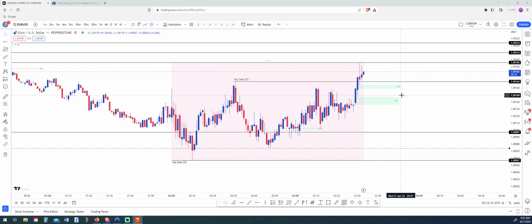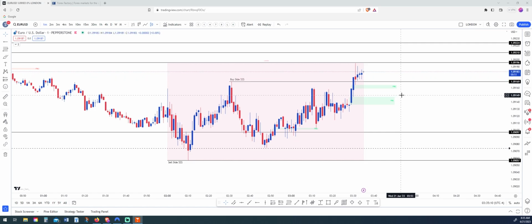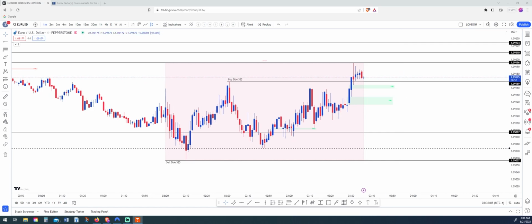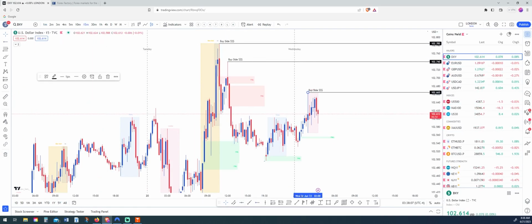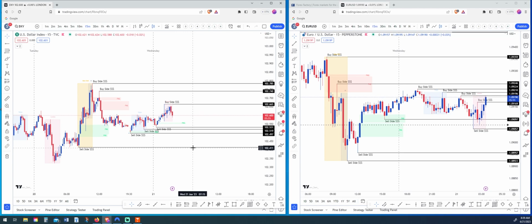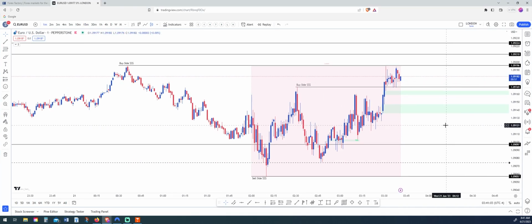So again, we'll fast forward through price action here. I'm just going to go checking through different charts just to see what's happening on the Dixie and also what's happening on the US 500 as well. See where we're at potentially in other markets and just waiting for something to occur on the EURUSD pair. Being patient essentially.